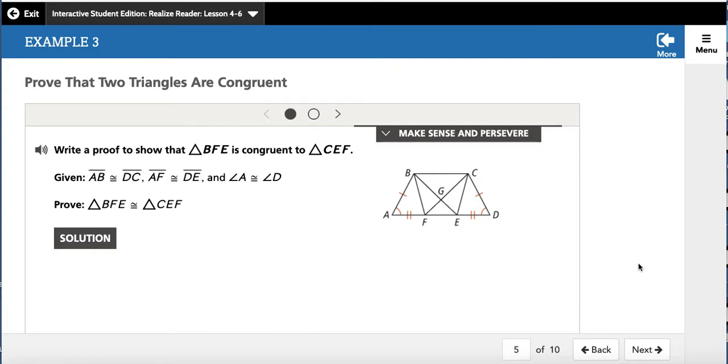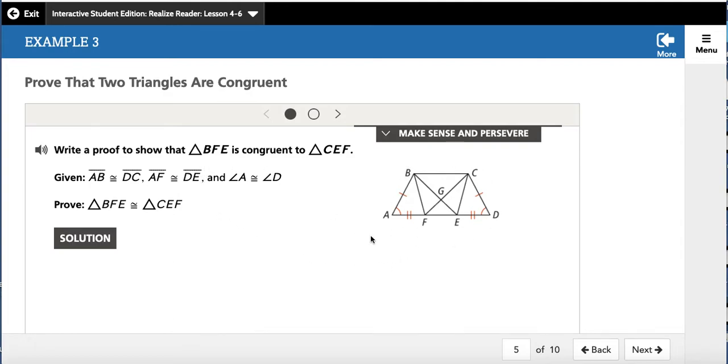Hello geometry students, this is a video for example 3 for lesson 6. Prove that two triangles are congruent. We've been doing this a bit, but I think we have a more complicated diagram now to deal with.